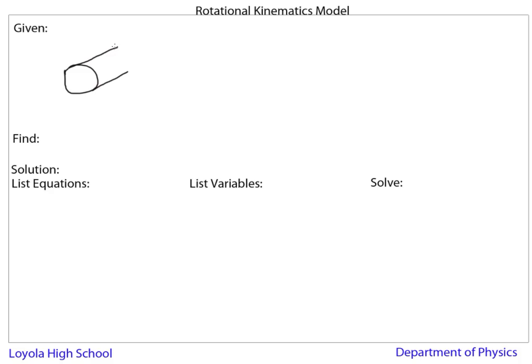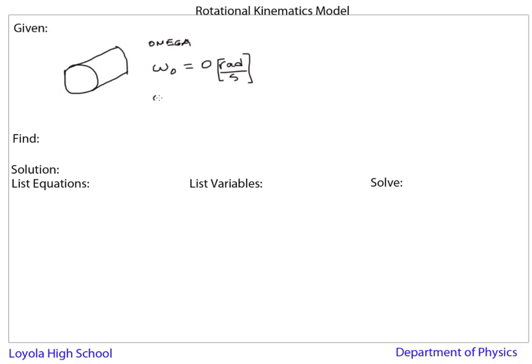And we're going to say that this axle is initially not rotating. So we're going to say that it has initial angular velocity of 0 radians per second. This is the Greek letter omega right here that we use to denote angular velocity as opposed to linear velocity.